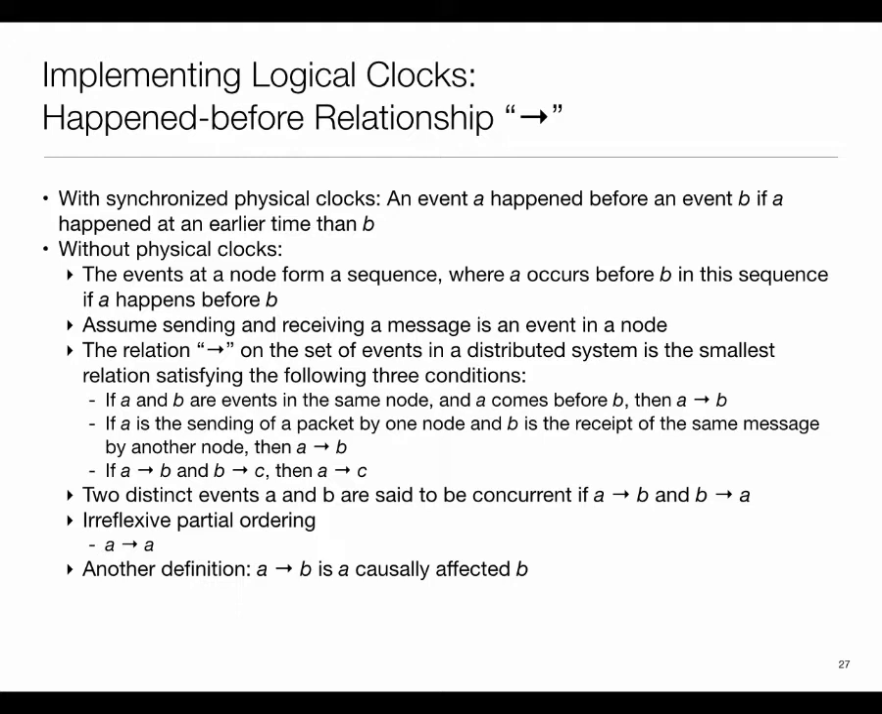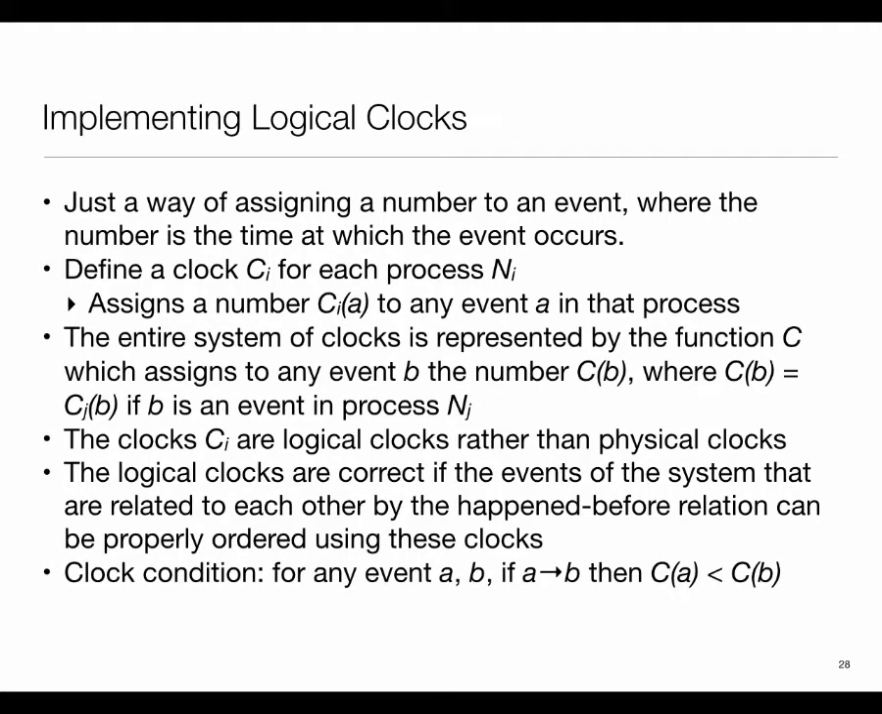Then we say that two events are concurrent, that is, they took place at the same logical time, if A did not happen before B and B did not happen before A. That also stands to reason. And finally, the irreflexive partial ordering also exists: A did not happen before A, but A is concurrent with A. Okay, so now using these basic insights, you can build up a logical clock.